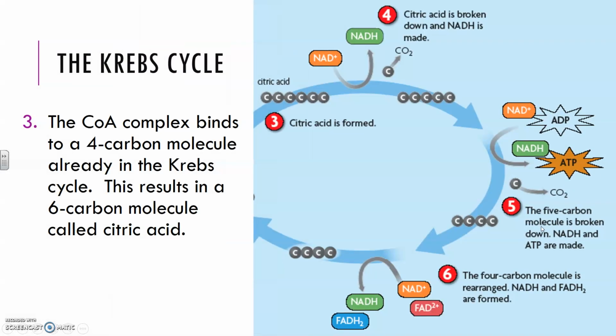Okay, so the coenzyme A complex binds to a 4-carbon molecule that's already in the Krebs cycle. The coenzyme A is actually released from that to go back and help start off another round of this cycle. And then the 6-carbon molecule that results from this is going to be citric acid. Okay, and again, this is a much simplified process.